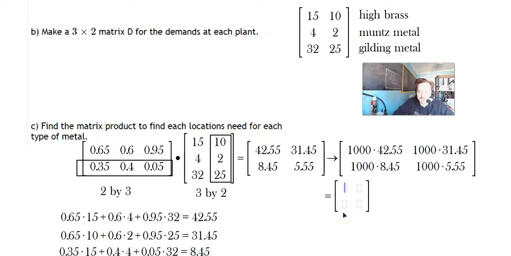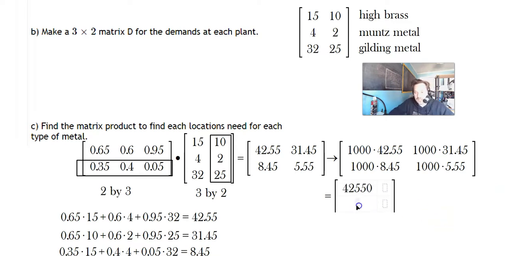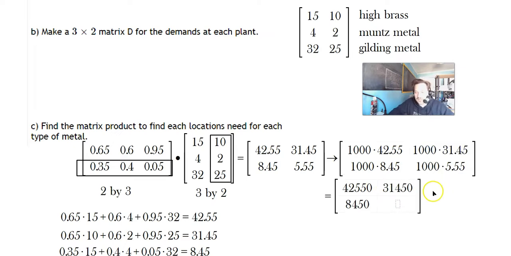Let's simplify the entries here. For the first one, you're going to have 42,550. For the next one, it's going to be 8,450. Remember, these are demands of metals. That's why the numbers should be big, right? You need a lot of metal, and metal is heavy. So those numbers should be big. Next one here, 31,450. And the last value then is 5,550.